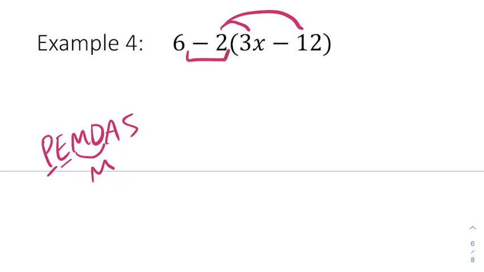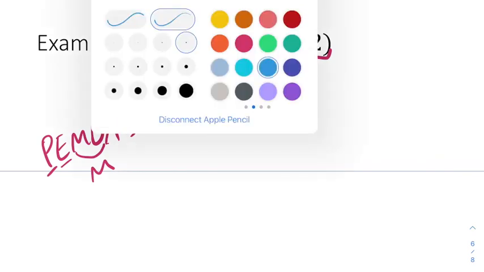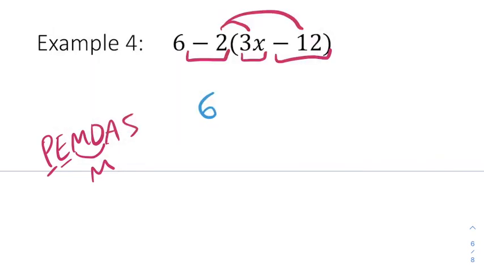I'm going to take this -2 and bring it to the 3x. I'm going to take this -2, I'm going to bring it to the -12. But I need to rewrite this 6. So I'm going to rewrite the 6. And now, when I bring that -2 to the 3x, which I did right here, that's going to be a -6x. And when I bring that -2 over to that -12 over here, I'm going to get a positive 24. So we have 6 minus 6x plus 24.